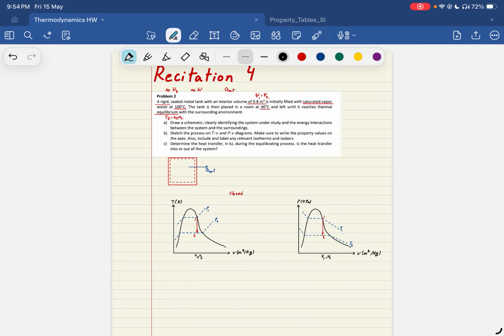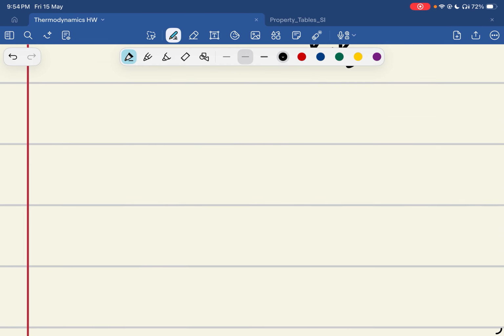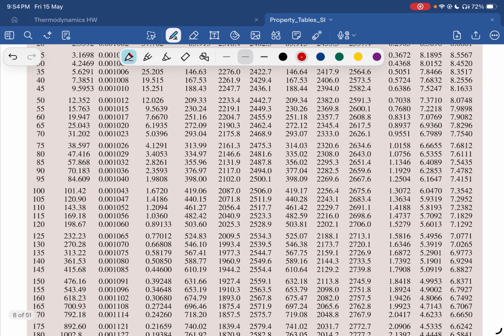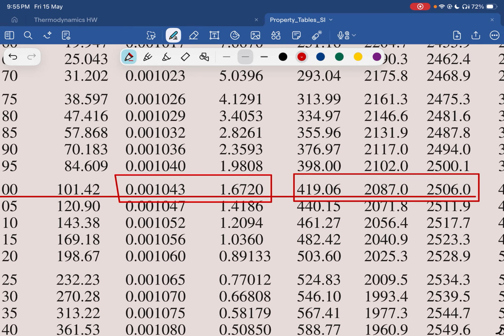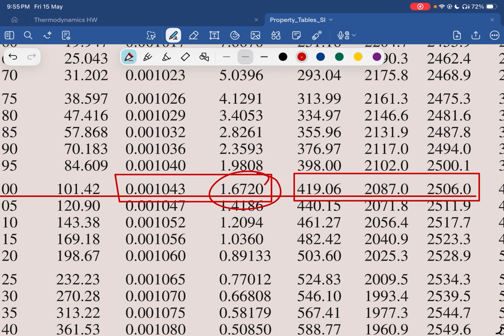Then determine the heat transfer in kilojoules during the equilibrium process. From the property tables, we know it's a saturated vapor, and we start at 100. These are our specific volumes, and these are specific internal energies. We do the same for 40 because we're going down into the saturated mixture, so we don't need the superheated or compressed liquid tables. We know it's a vapor, so this is our specific volume and this is our specific internal energy. Let me write that down, 2.56 and 1.672.